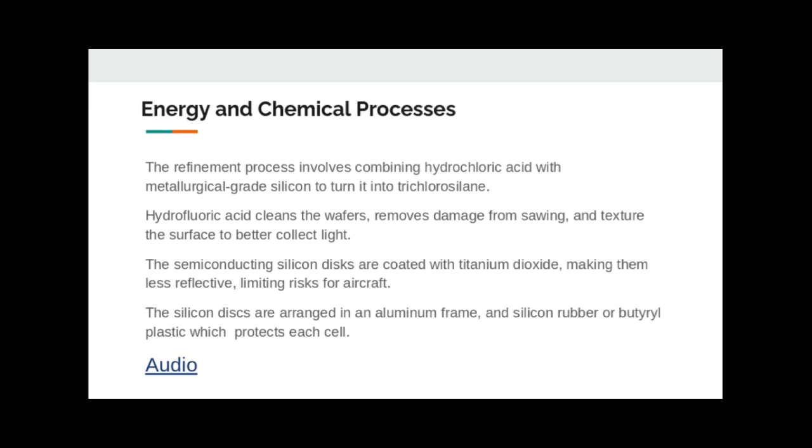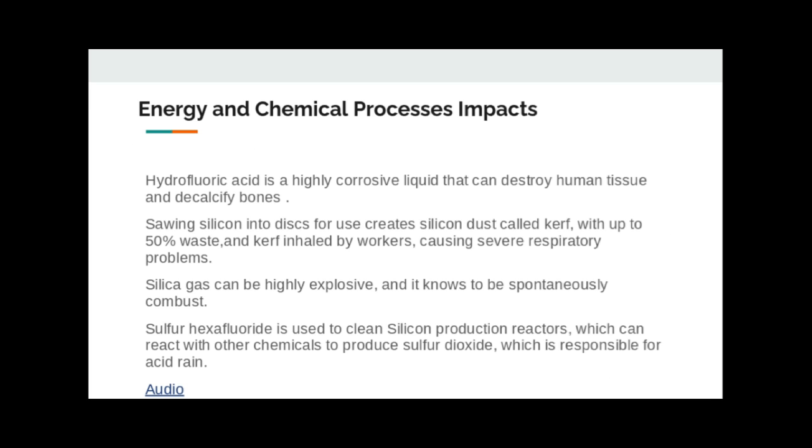The semi-conductive silicon discs are coated with titanium dioxide, making them less reflective, limiting risk for aircraft. The silicon discs are arranged in an aluminum frame and silicon rubber or butyl plastic which protect each cell. There are several impacts due to those processes.